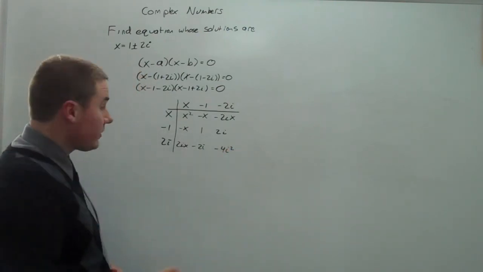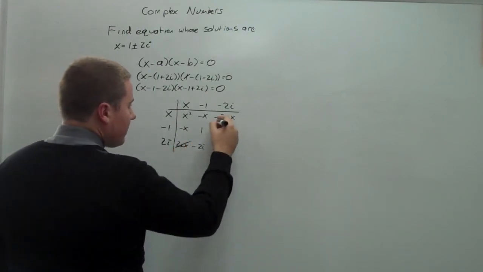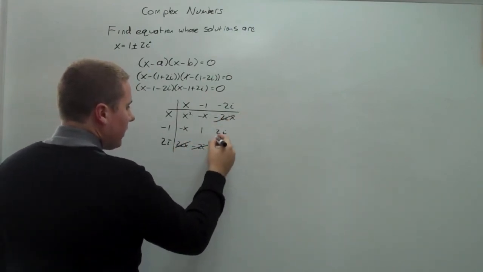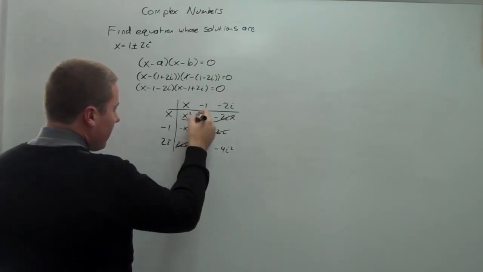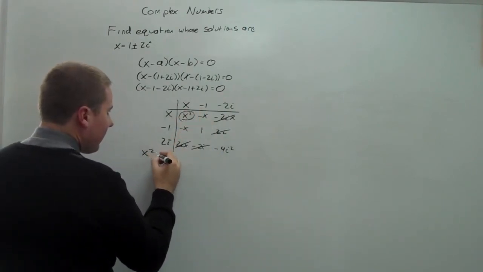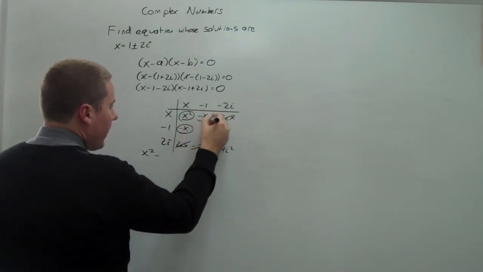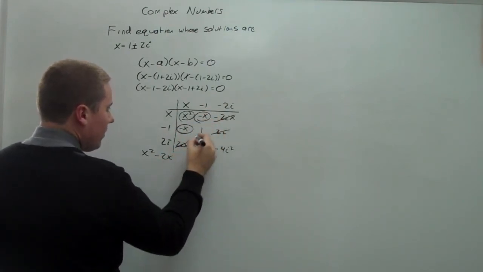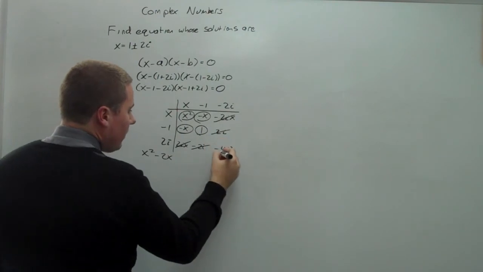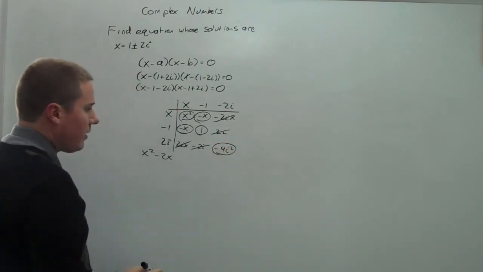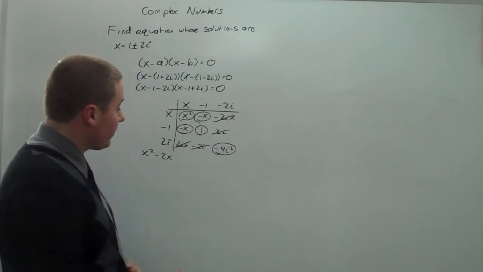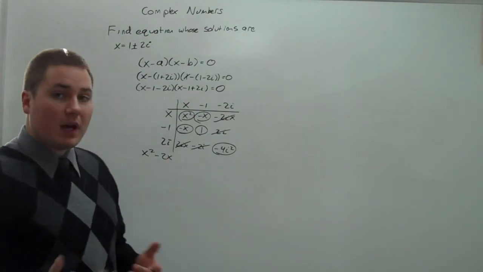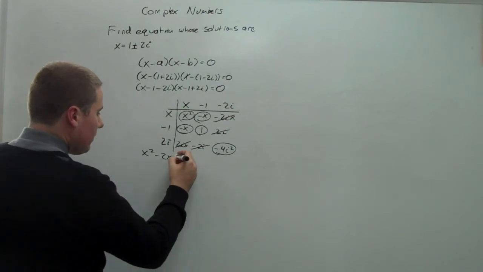So some of these things cancel out, namely the 2ix and the negative 2ix, and then negative 2i and the 2i. So what we're left with is an x squared minus 2x. Now we've got a 1, and this number right here, i squared, if you recall, is negative 1. So negative 1 times negative 4 is positive 4. So 4 and 1 is 5.